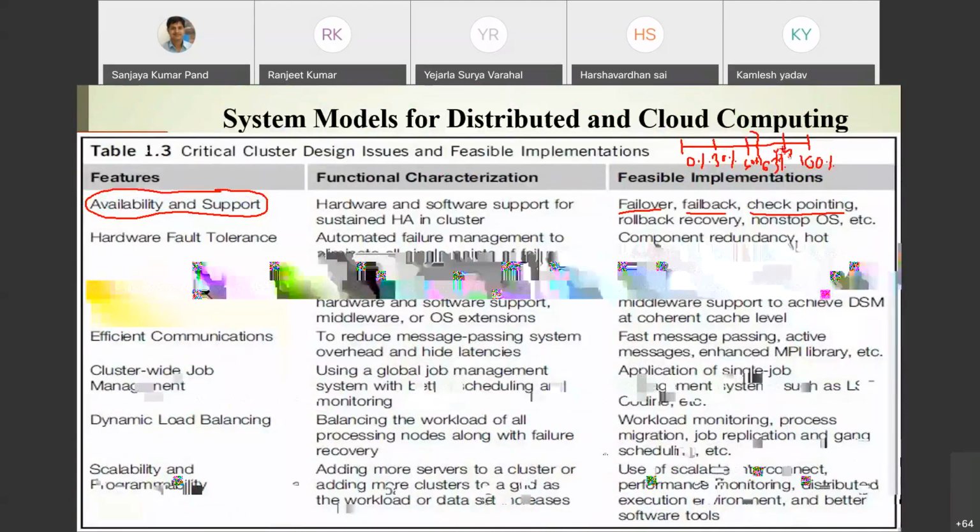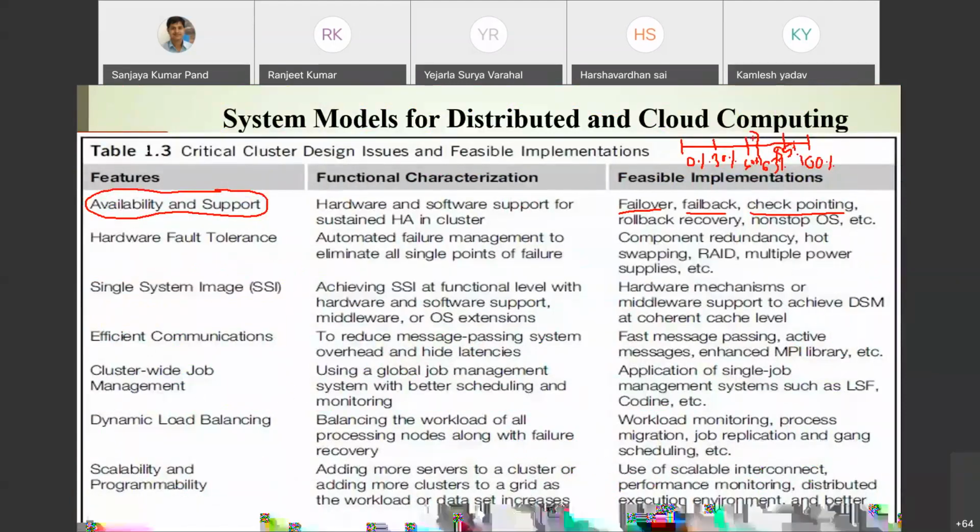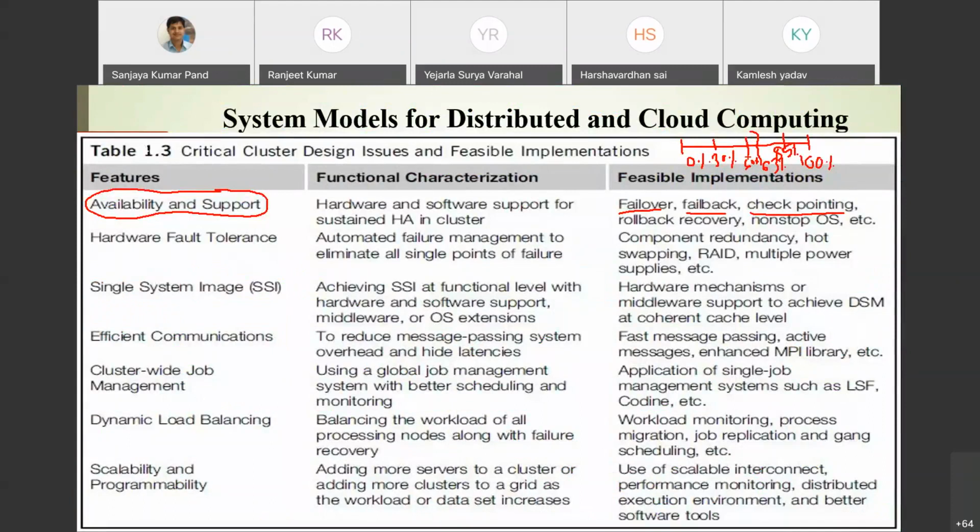So what will happen if you are at 63%? You will go back to the last checkpoint, which is at 60%, and you can create a system image. That system image is resumed on another computer system. Your execution will not start from 0%. That is the advantage you will get. Similarly, other approaches are there.